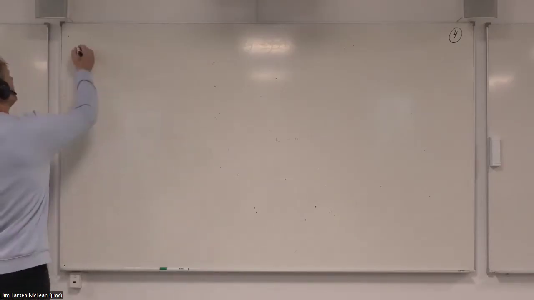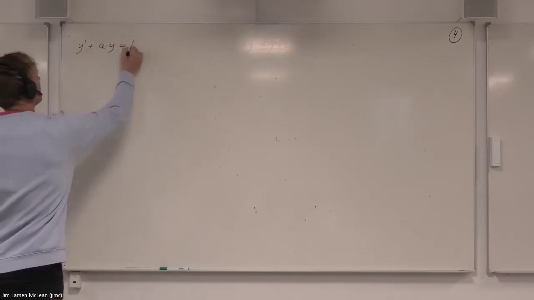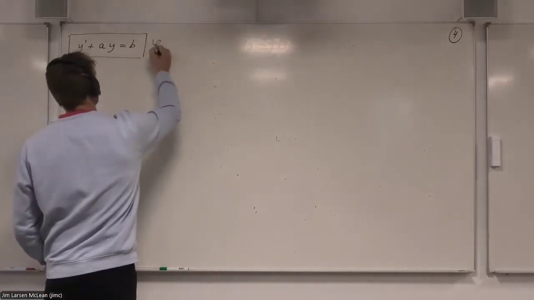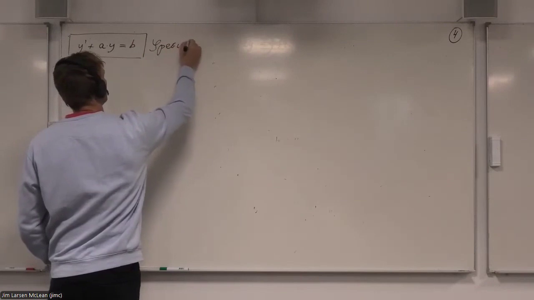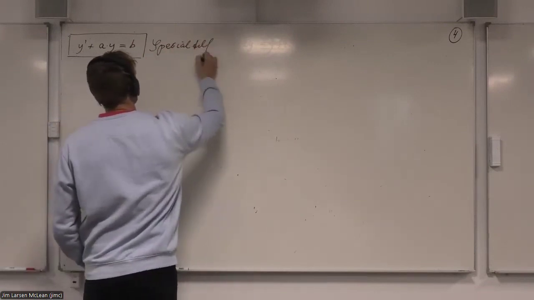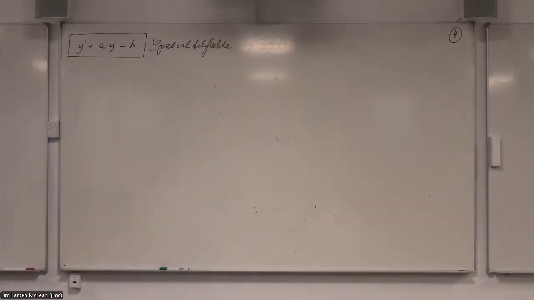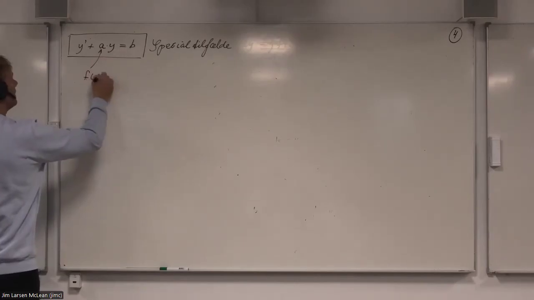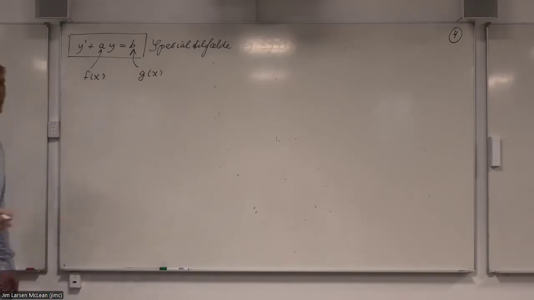What if you have a differential equation where it says y prime plus a times y equals b? Well, then it's just a special case. So here we can conclude that what is written there corresponds to f of x, and what is written there corresponds to g of x. We don't need to start from scratch, we just need to plug it directly into the standard form.